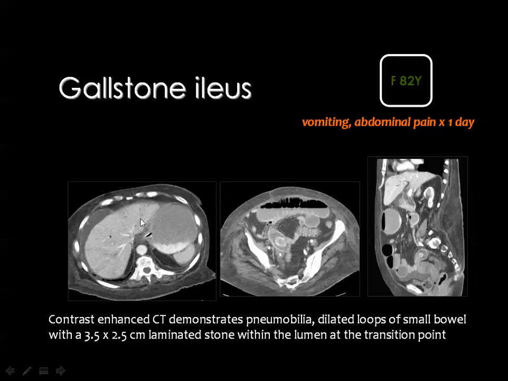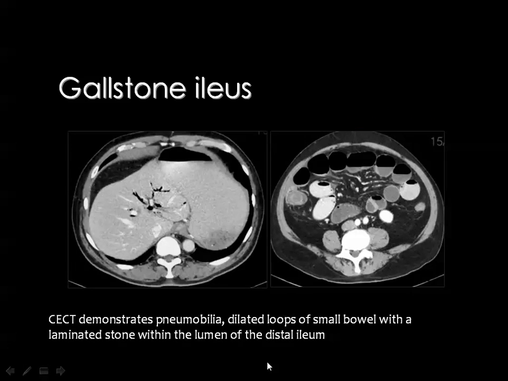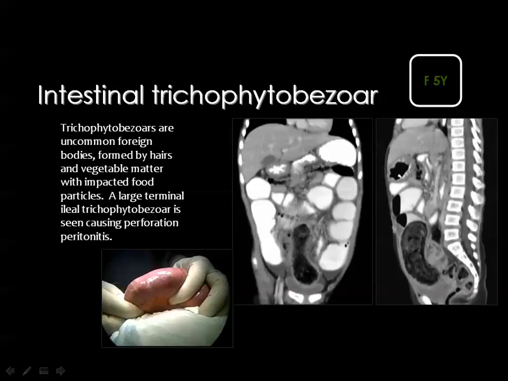This is also a case of gallstone ileus. You can easily see air in the biliary tracts, and you can see a small bowel obstruction with air fluid levels, and you can identify the stone within one of the ileal loops. Another case of gallstone ileus, you see air in the biliary tree, and you see dilated small bowel with multiple air fluid levels, and you can locate the stone. This is the triad for diagnosis of gallstone ileus.